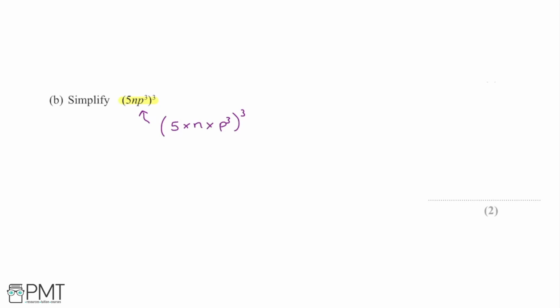So to cube this bracket, I basically have to cube each of the individual terms. So I'm going to raise each term to the power of 3. So if I start with the 5 here, I can raise the 5 to the power of 3. So 5 to the power of 3, and that's going to be multiplied by this n in the bracket raised to the power of 3. So multiplied by n to the power of 3, multiplied by, finally, p to the power of 3 to the power of 3 again. So p to the power of 3 to the power of 3.